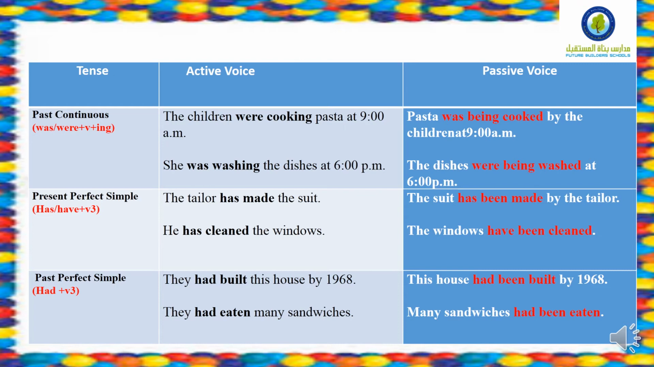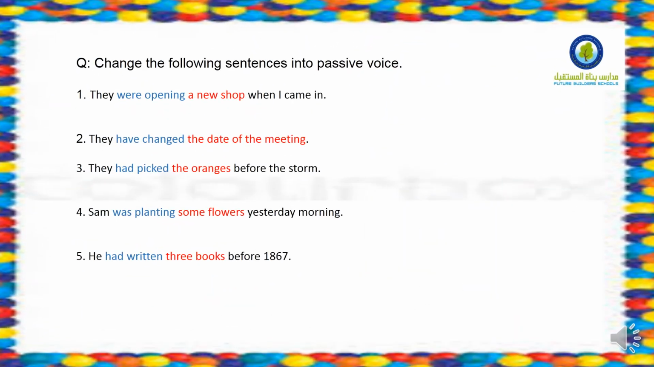So the conclusion. Past continuous, you take being; for present perfect and past perfect you take been to make it into passive. So you bring the object. For the past continuous, you put was or were plus being plus verb 3. For past perfect, you put the object, had been, verb 3. Present perfect, you put the object, has or have been, plus verb 3.